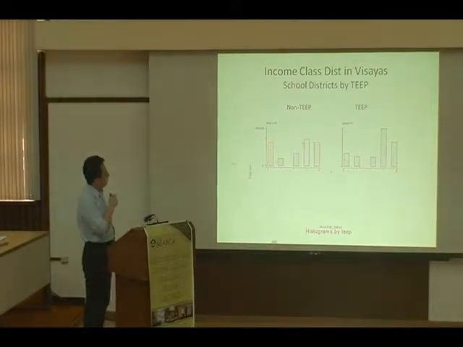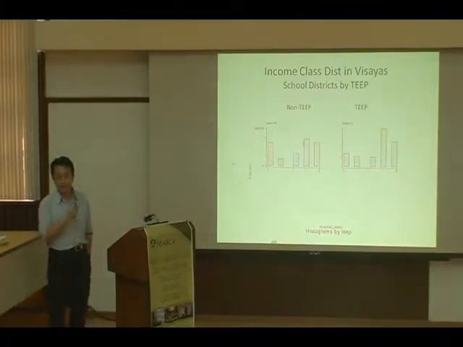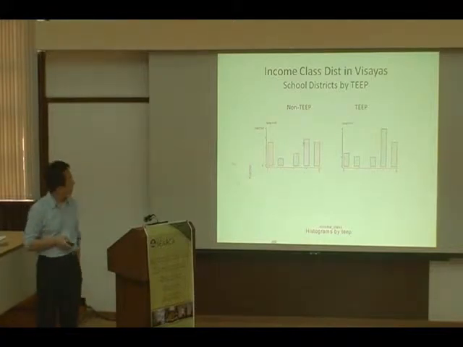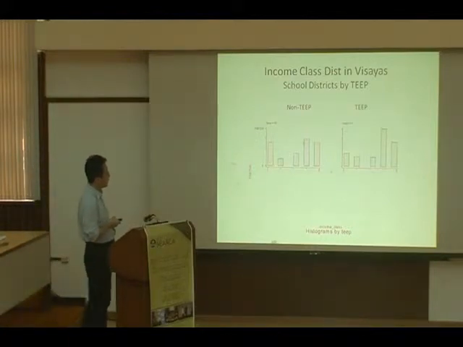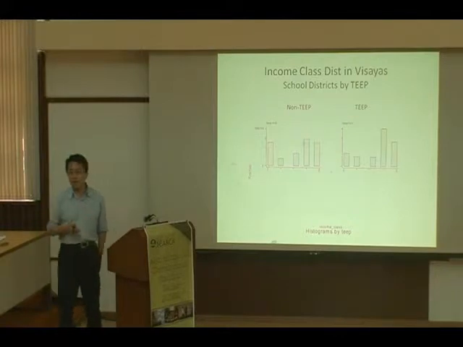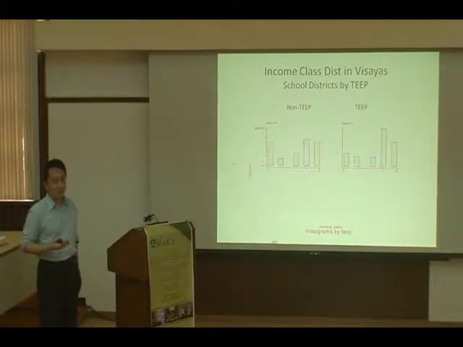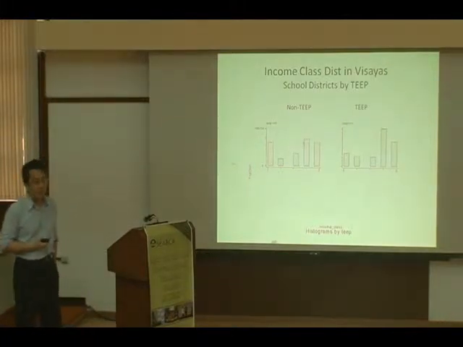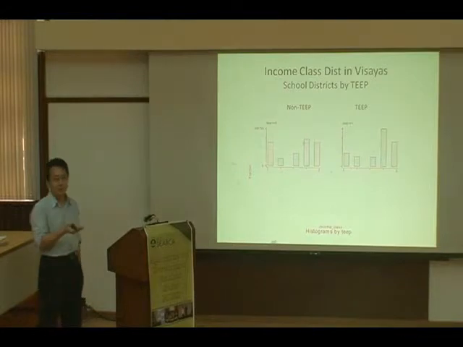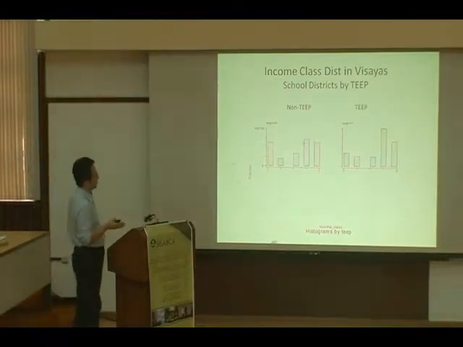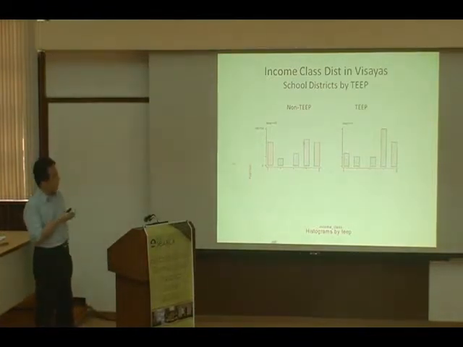This is the income class distribution between TIP and non-TIP in the Visaya region, regions 6, 7, 8. I don't know what you find from these two graphs. But for me, they look very similar. They're not very different, which may be surprising to the government, but not surprising to me, because if you go there, we know the similarity between the TIP region and the non-TIP region. We don't see a big difference between TIP and non-TIP. And the 2000 income class data are showing, again, similarity.